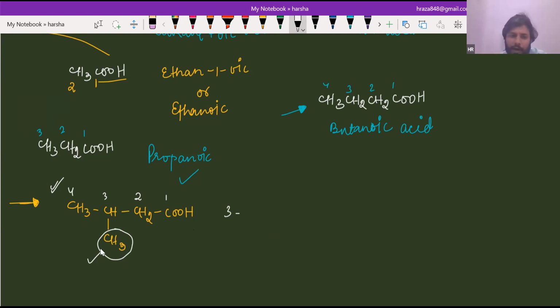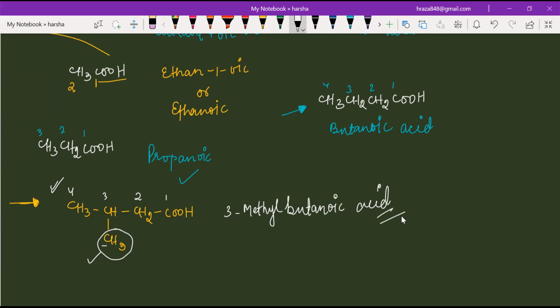So 3, and how many carbons are present in the branch? Meth. And whenever a branch with one carbon is used, it will be called methyl. So methyl, and jump to the parent chain, how many carbons? 4. So it will be butane and 1-oic acid, or directly you can write butanoic acid. Is that clear, everyone? Yes, sir. Please do respond. Okay, very good.